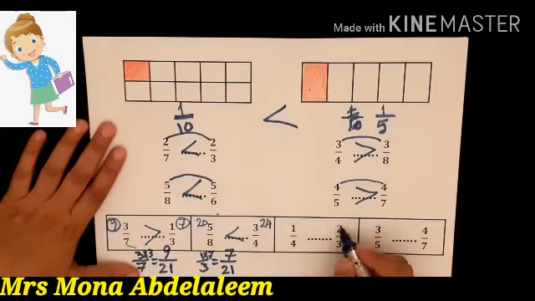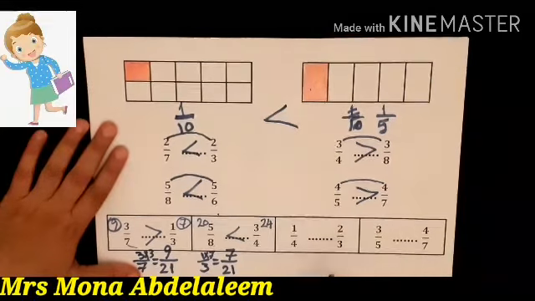1 over 4 and 2 over 3. Which is greater? Come, let's find the common denominator between 1 over 4 and 2 over 3.